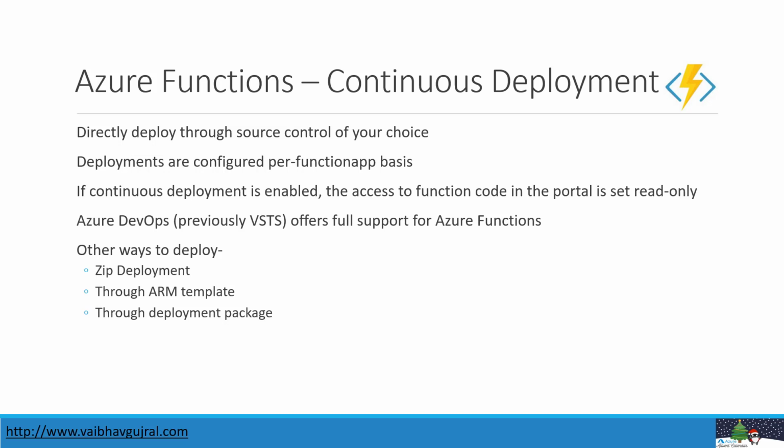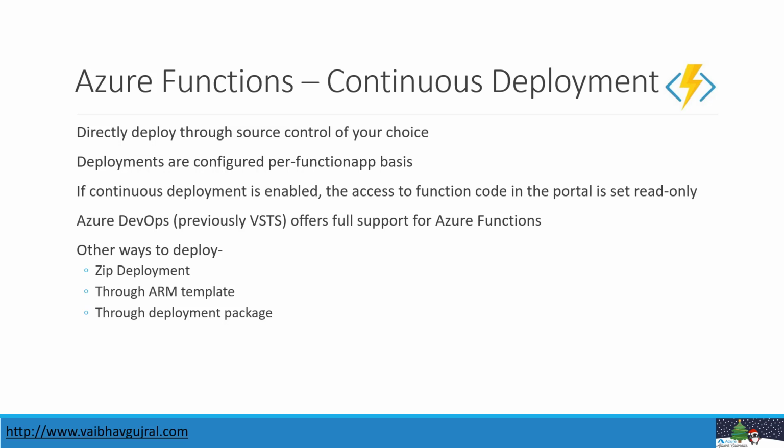Moving on to continuous deployment for Azure Functions, please note that it can directly be deployed through any source control of your choice, ranging from Azure DevOps to Jenkins and others. Deployments are configured on a per-function basis, which means we can deploy all the functions within a function app altogether. If continuous deployment is enabled, please note that access to function code in the portal is set to read-only, and you cannot edit that function code in the portal.